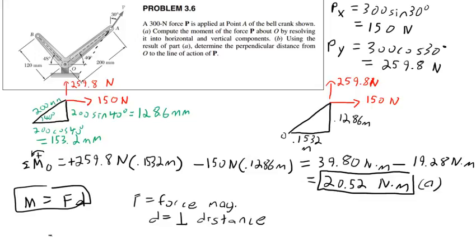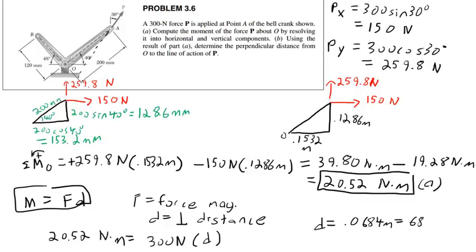So what we can do is apply this relationship and say 20.52 Newton meters equals 300 newtons times D. Solve that for D. D is going to be simply this over 300. And this comes to 0.0684 meters or 68.4 millimeters.